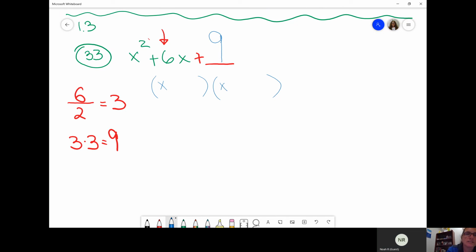And when you factor it, you always get the number that you got when you divide by 2 in the second spot. So that is x plus 3 and x plus 3. That can also be rewritten as x plus 3 squared. So when you factor perfect square trinomials, they have to have the same factors.